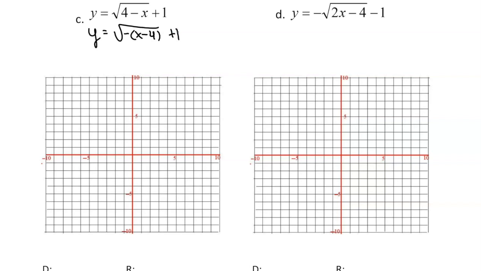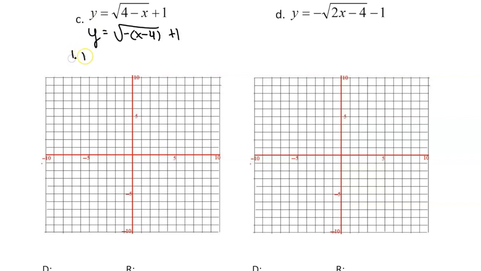So for part C, 4 minus x is backwards, and to account for that, we want to factor out a -1. When you factor out the -1, it still stays inside the root, so it would be root negative bracket x minus 4. And so that would be the exact same thing, but it lets us apply our transformations a little bit easier.